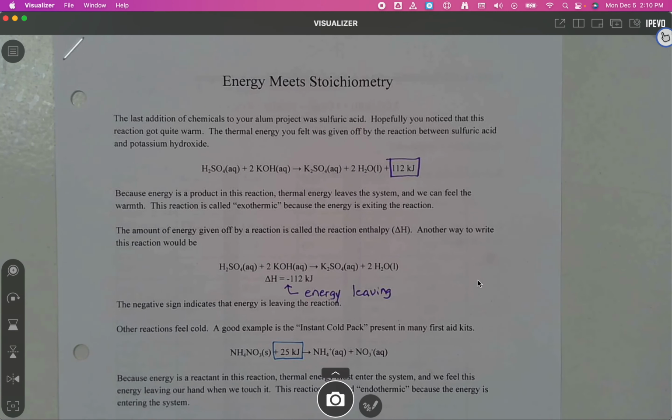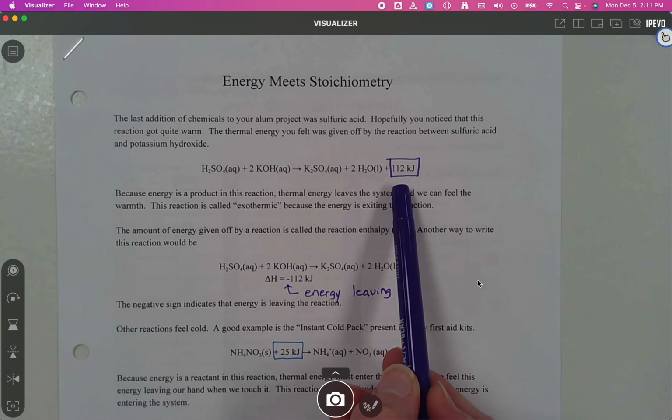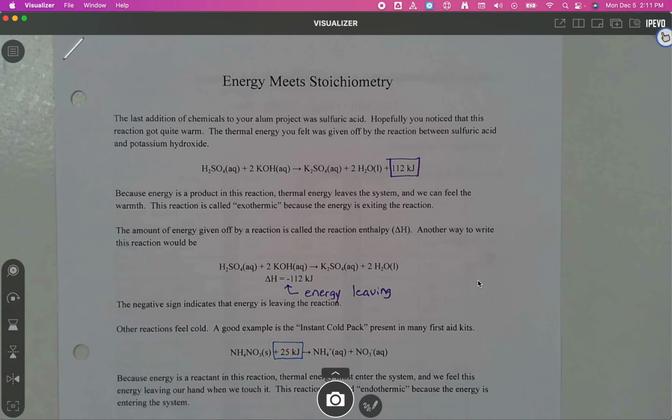So let's take a look at how the energy piece is going to go into the stoichiometry component of this. We start with our reference point as being that final reaction where we take the sulfuric acid, dump it in, we neutralize the potassium hydroxide, and the beaker got very, very warm when we were making our alum. The reason the beaker got warm is that energy was a product of this reaction, which means that thermal energy is leaving the system as the reaction takes place, and it's going to heat up.